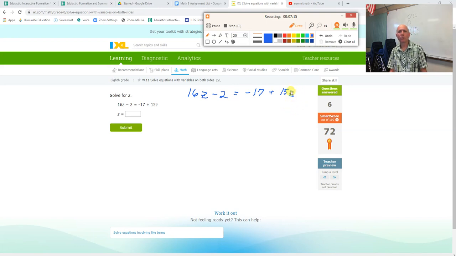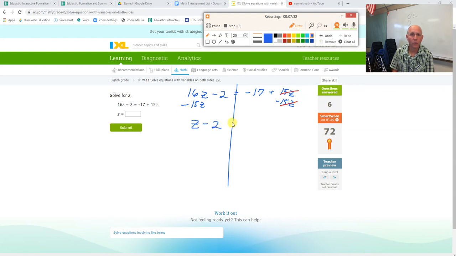What do you want to do? You want to subtract 15z from both sides? You want to subtract 16? I'm going to subtract the 15 just so my life stays positive. There's the wall. Red marker of death and destruction. That's going to give me z minus 2 equals negative 17.